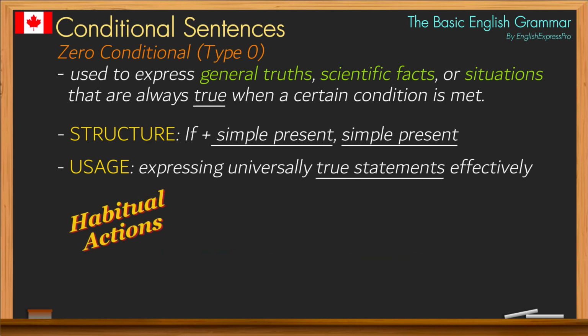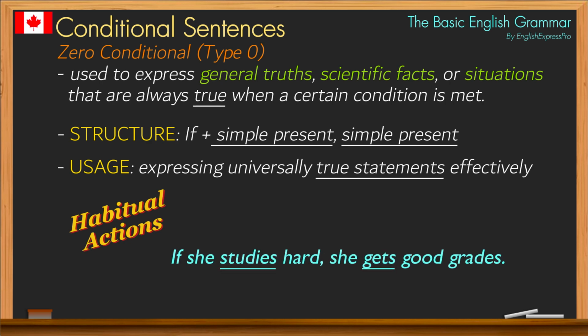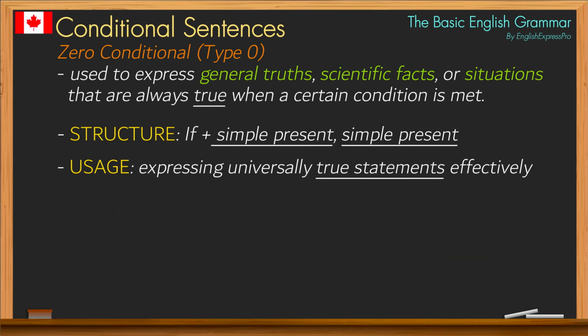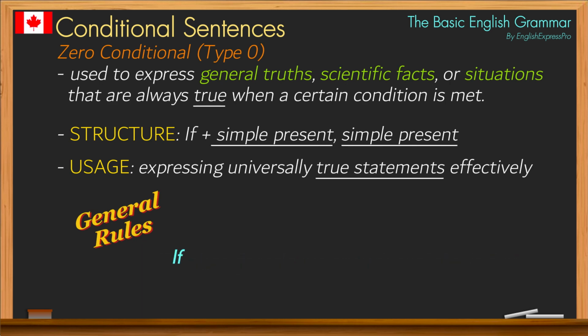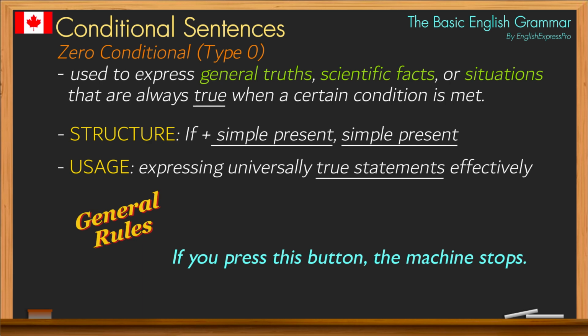Habitual actions. If I wake up early, I go for a run. If she studies hard, she gets good grades. General rules. If a plant doesn't get enough sunlight, it dies. If you press this button, the machine stops.